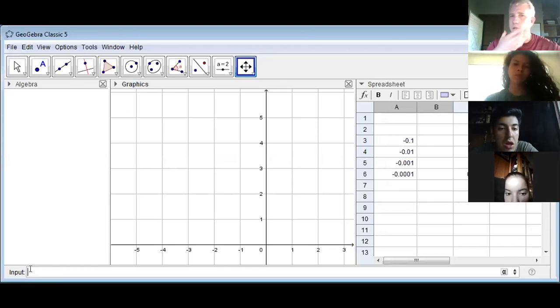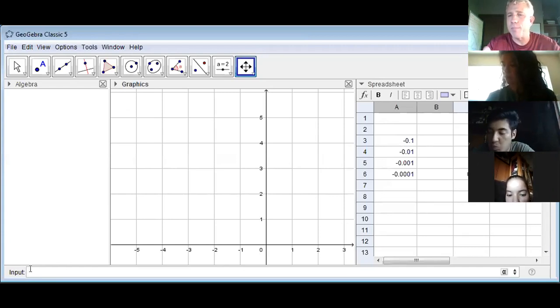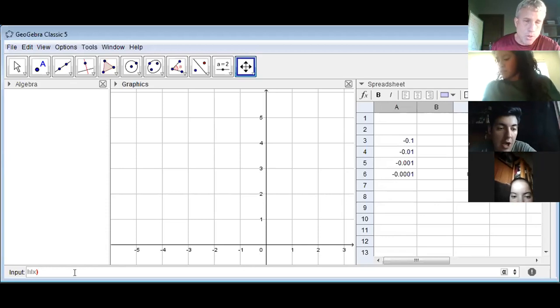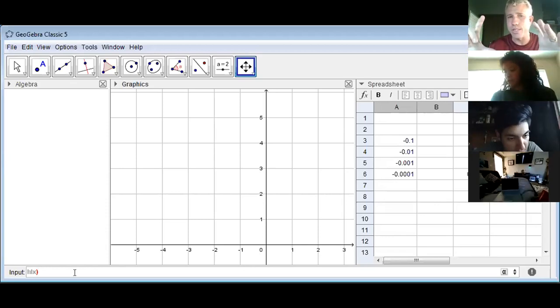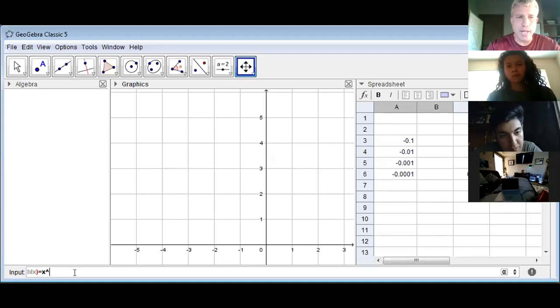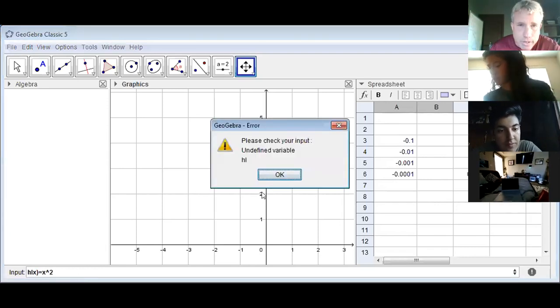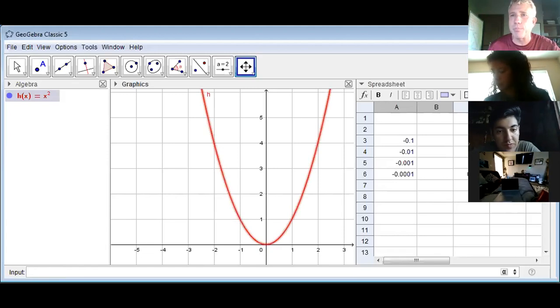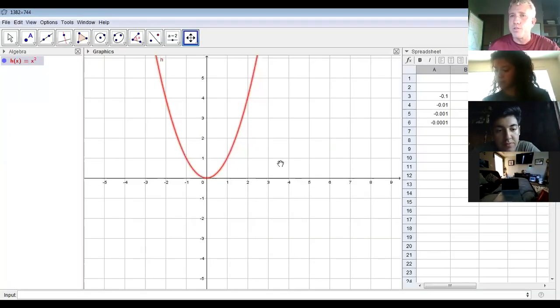Yep. So when you make a function in GeoGebra, what you want to do is use function notation. So something of x: f of x, h of x, r of x. It doesn't matter as long as you use function notation. So I could type h of x, where the x is in parentheses. And then I type equals and I put x squared. And I hit enter. There we go, and there's my basic parabola, right? Because I used function notation, can you see h of x right here? Yes. That's what you want to use.